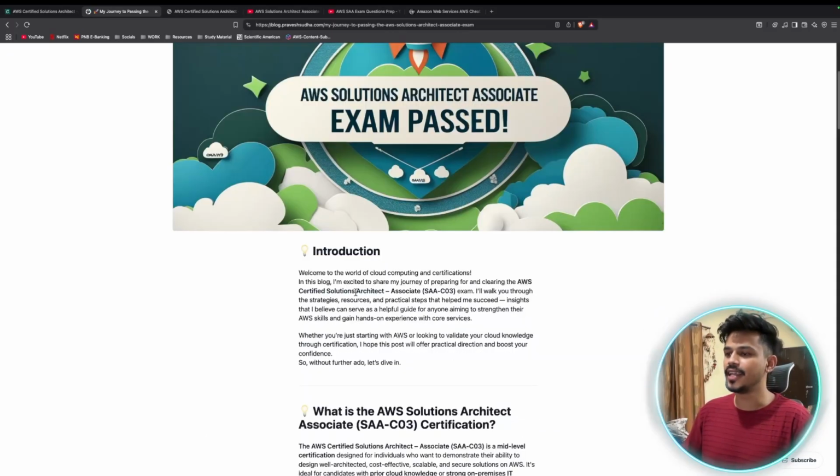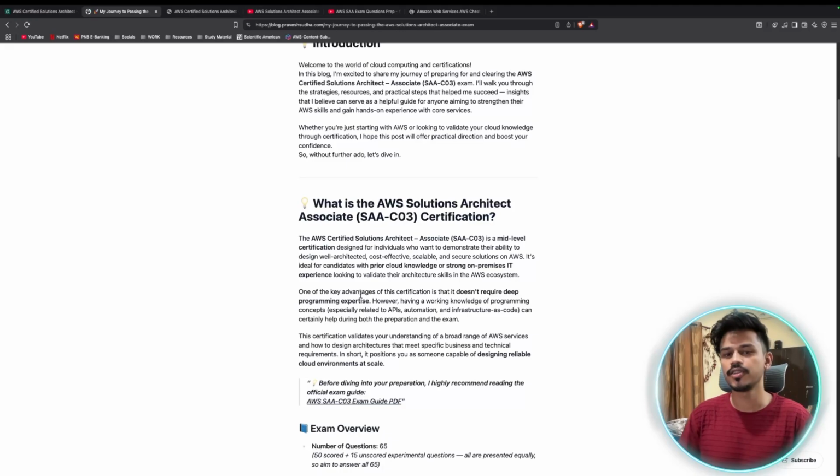So the AWS Solution Architect Associate Exam, or SAA-C03, is a mid-level certification by AWS focused on designing cost-optimized, scalable, and secure solutions in the cloud. If you already have experience with on-prem systems or basic AWS knowledge, this is the perfect step for you. You don't need deep programming skills for this examination, but understanding AWS core services, infrastructure basics, and some automation concepts will be very helpful.